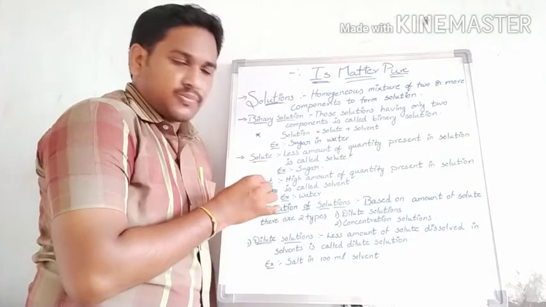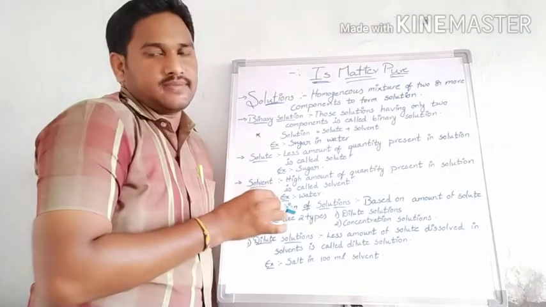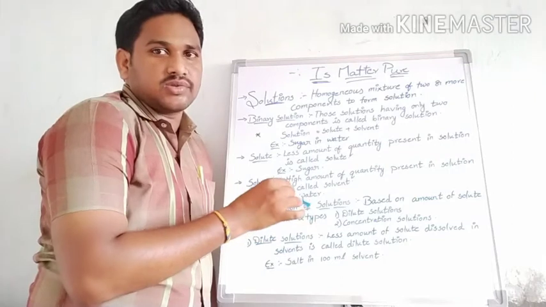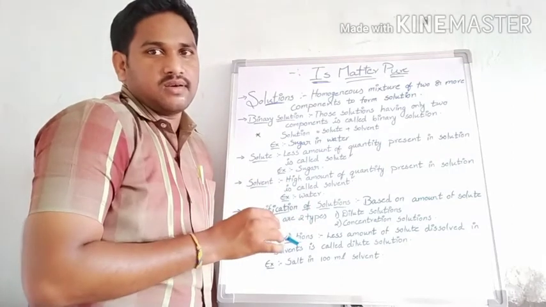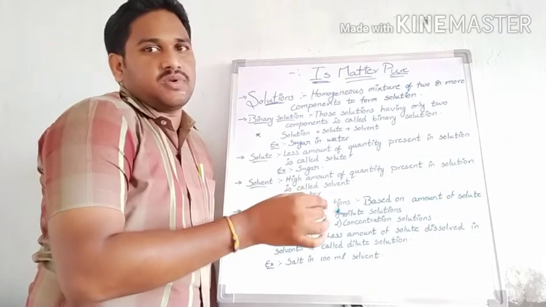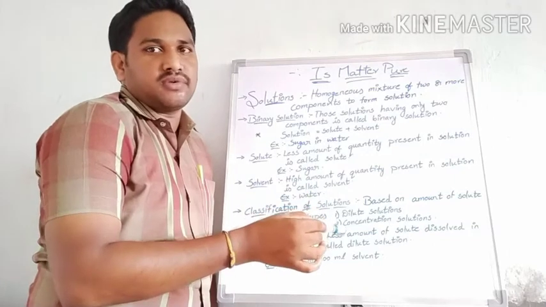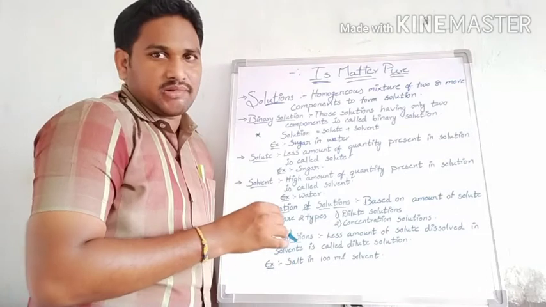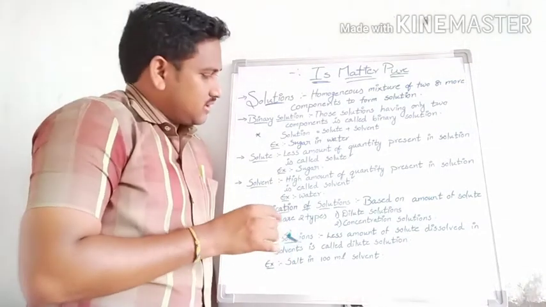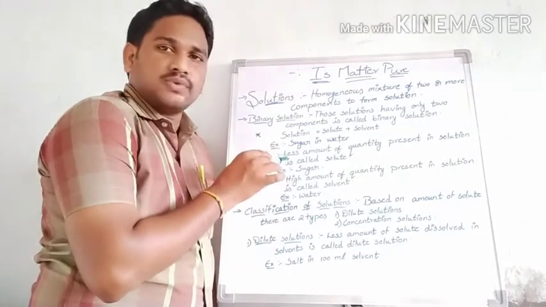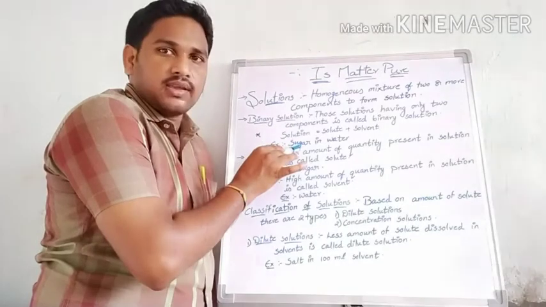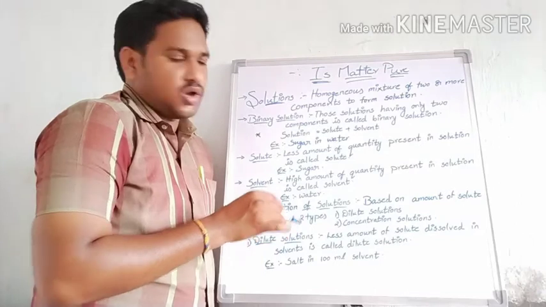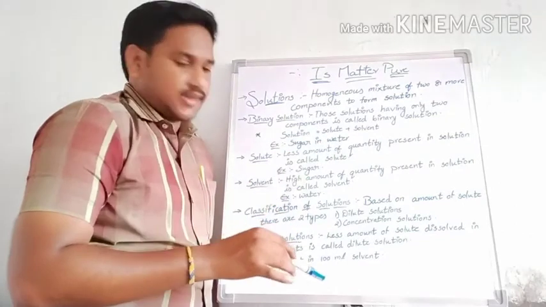Students, one more important term, solvent. Solvent means the large amount or maximum amount present in the solution is called solvent. In the above example, sugar acts as a solute, water acts as a solvent.